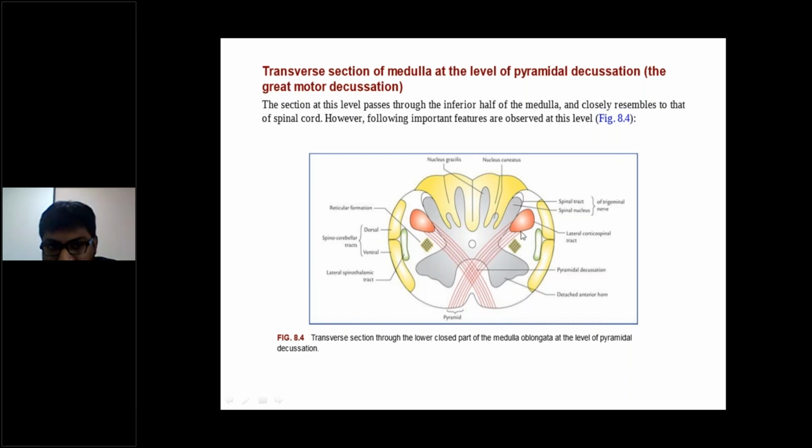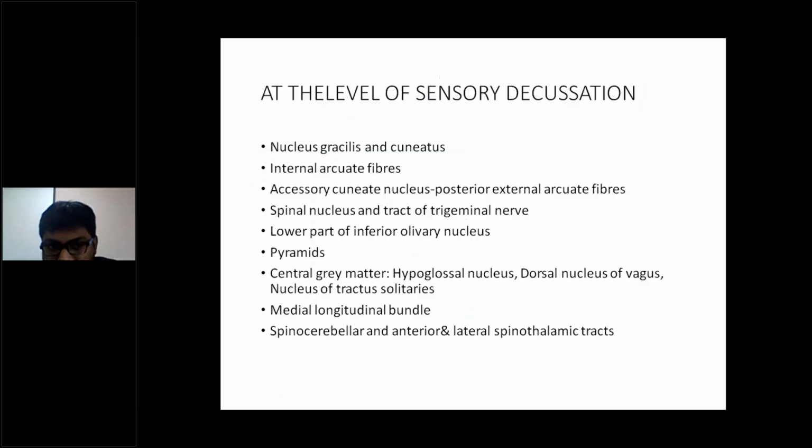Corticospinal tract. This is the lateral corticospinal tract, 80% lateral corticospinal tract. Okay, this is the reticular formation. And this is the lateral spinothalamic tract. Okay, this is the lateral spinal tract.